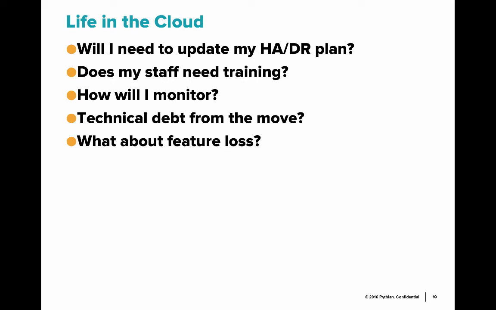If I've made the choice to incur technical debt by moving to the cloud, when am I going to start to deal with that? Is it going to be an iterative process? Am I going to start that right after this project? That sort of thing. Am I going to be comfortable with potential feature loss?